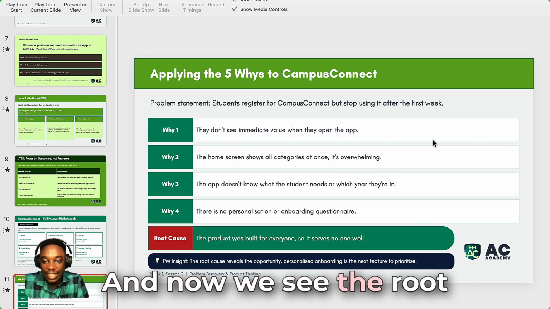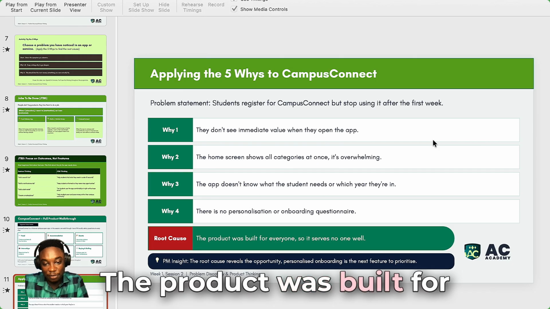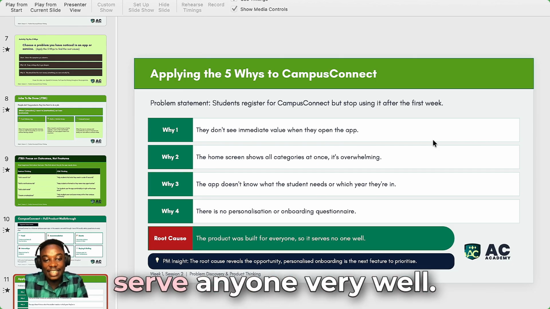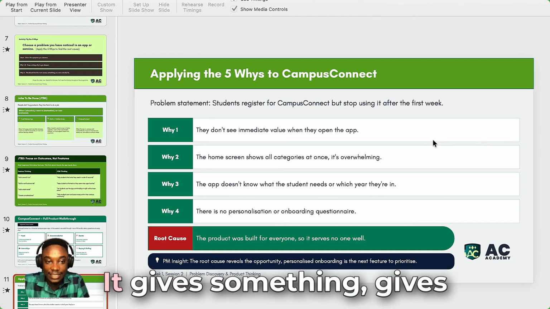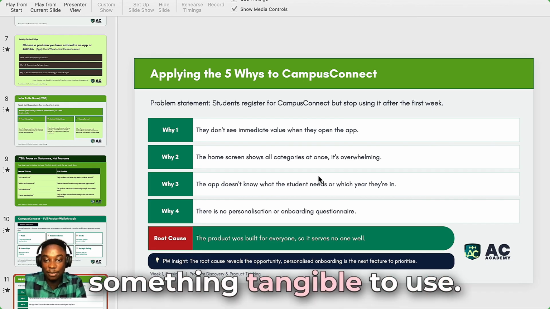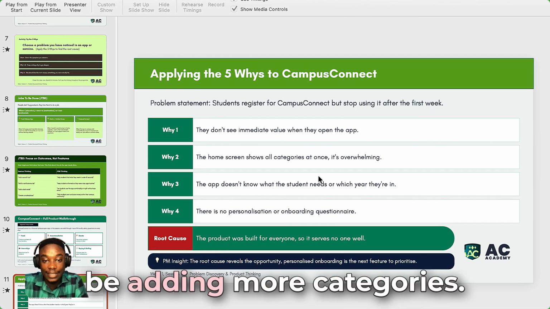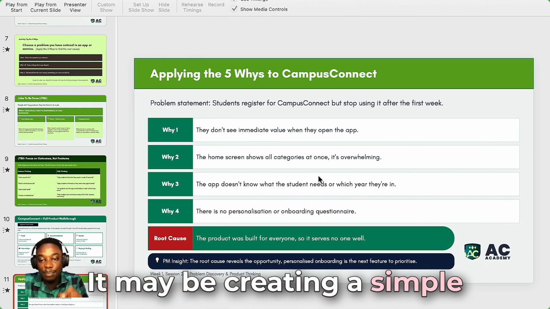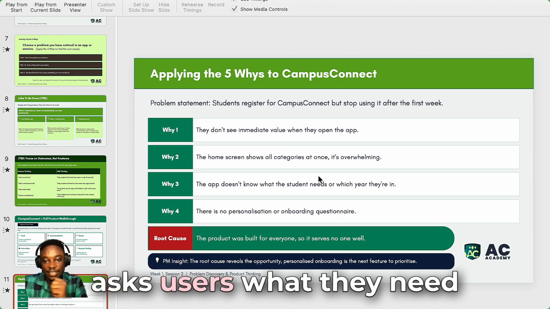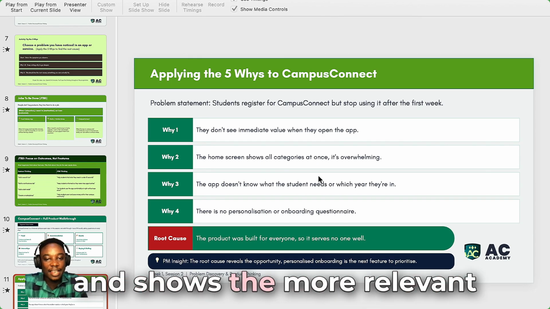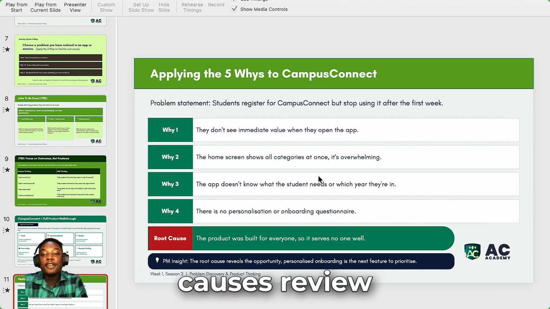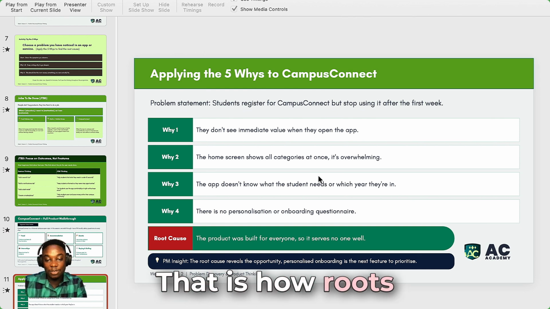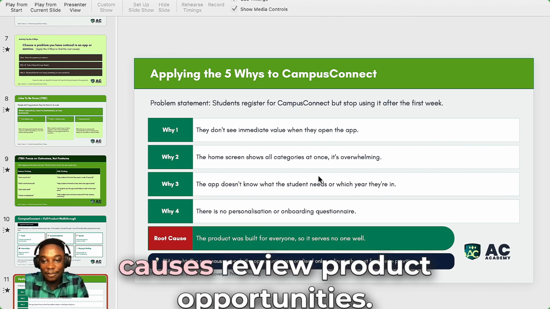Now we see the root cause more clearly. The product was built for everyone, so it does not serve anyone very well. This gives the product manager a useful insight. It gives something tangible to use. And the next priority may not be adding more categories. It may be creating a simple onboarding flow that asks users what they need and shows the more relevant information first. So that is how root causes reveal product opportunities.